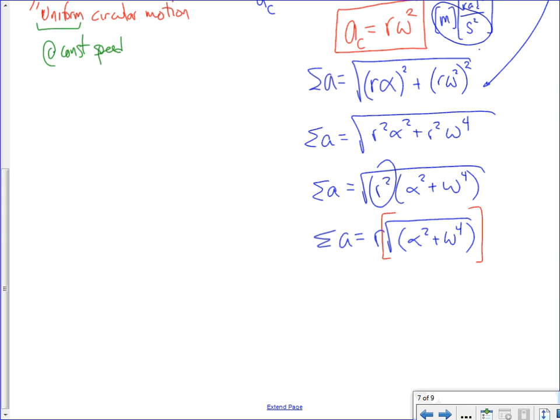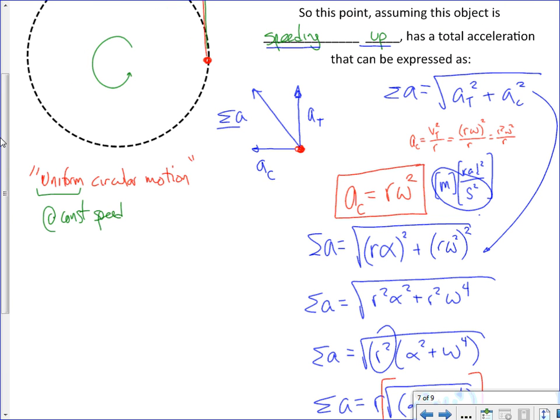So which version of this do you want to use? The bottom line is you've got to know this: the total acceleration for an object that's moving in a circle and changing speed has two components, those two components are perpendicular, and you can find the net acceleration by using the Pythagorean theorem. You could, of course, also find one of these angles doing some trig.